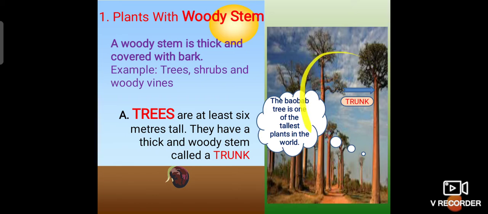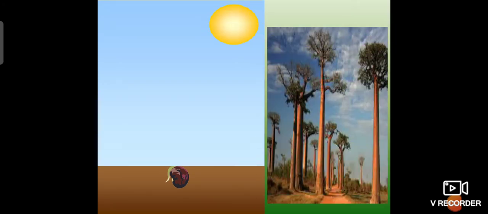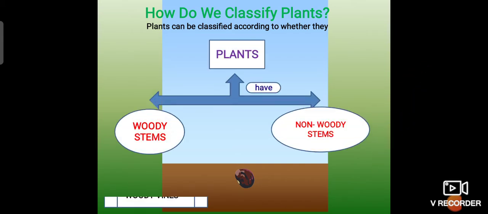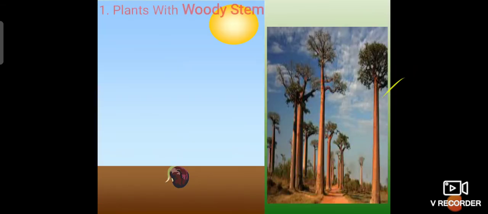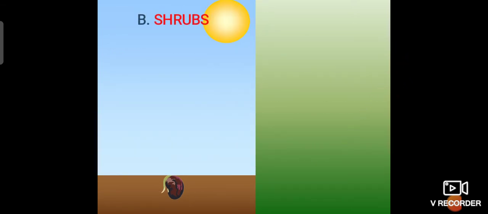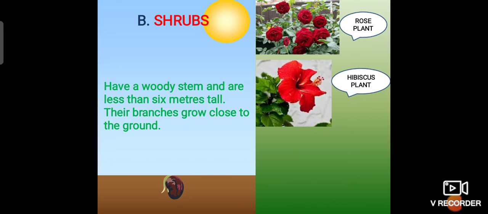And this is an example of a tree. The distinct one is the baobab tree. The baobab tree grows very high and very big. After the tree, the second plant with a woody stem is the shrub. What is a shrub? Examples are the rose and hibiscus. A shrub has a woody stem and is less than 6 meters tall. Its branches grow close to the ground.